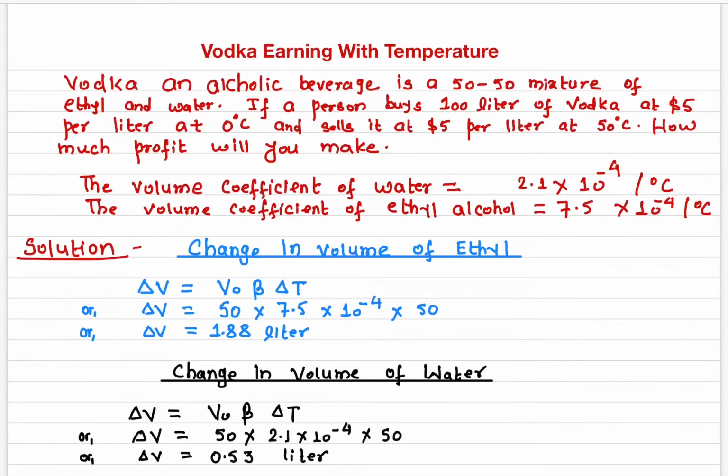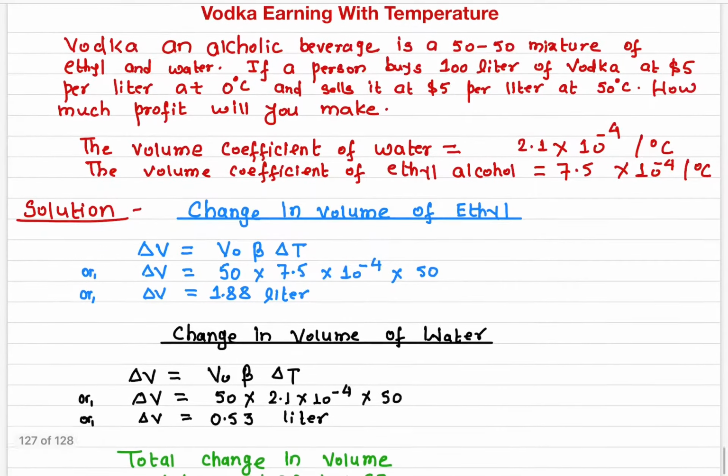Let's calculate. The one thing you need to know in order to calculate the exact profit is the volume expansion coefficient of water and ethyl alcohol. For water, it is 2.1 times 10 to the negative 4 per degree Celsius, and for ethyl alcohol, the number is 7.5 times 10 to the negative 4 per degree Celsius.